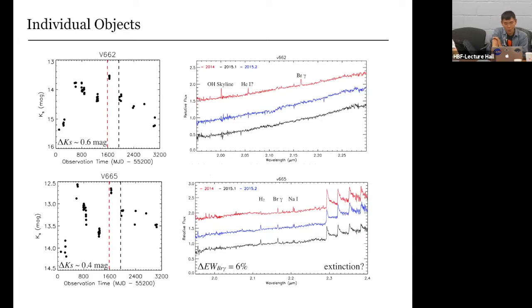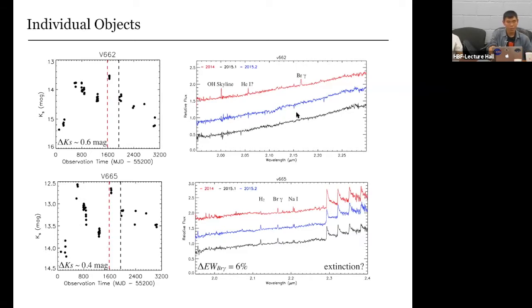So at the last, I want to go back to one of my goals of this work: we want to use spectra to identify the variation mechanisms of those stars. Are there objects that have similar light curves but very different phenomena if you look at the spectra? This is a good example, V662 and V665. These two objects have quite similar light curves between the 2014 and 2015 observation seasons. This one dropped about 0.6 magnitude, and this one dropped about 0.4 magnitude. And the total variation scale is also the same.